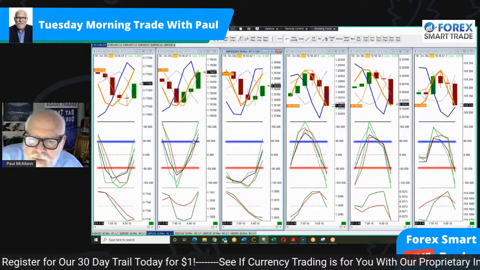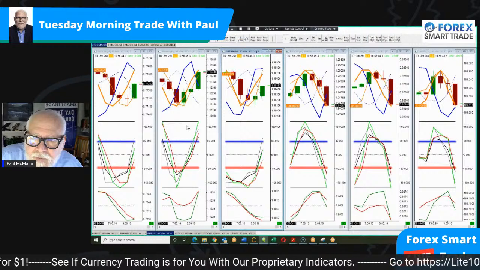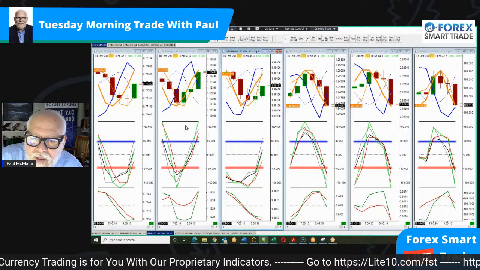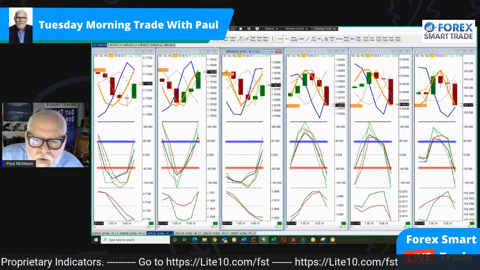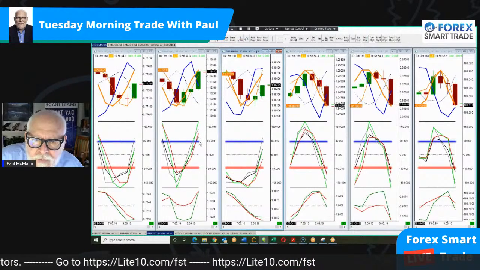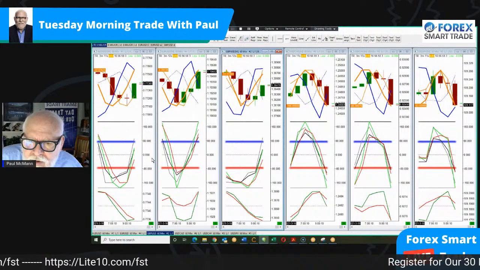And I get that confirmation by looking at the majors and minors, and I want to see all 4 lines well above the blue. These are pretty good above the blue. These are pretty good above the blue.